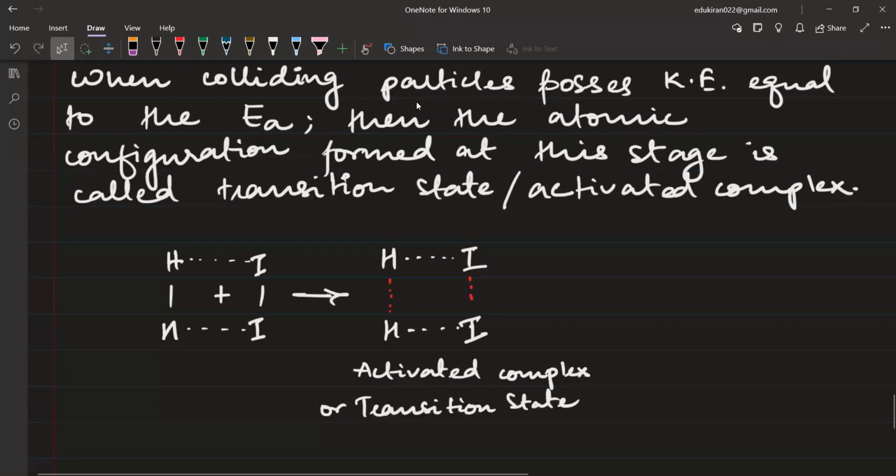This is the transition state, and it is going to form what? It is going to form 2 molecules of HI.